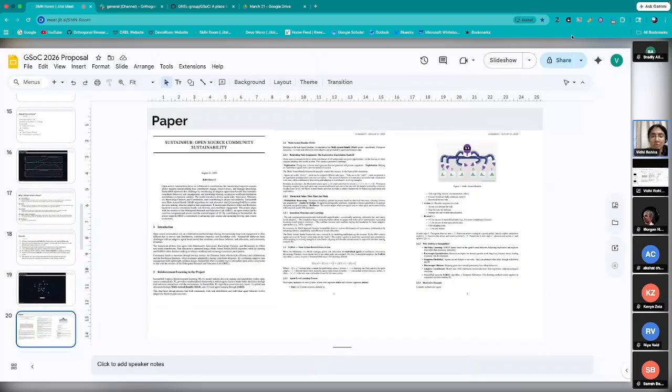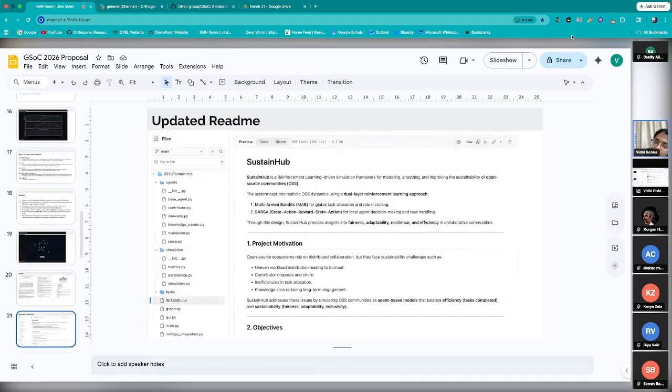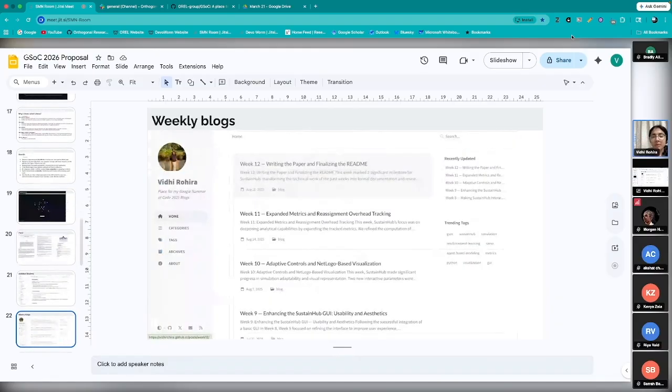So if any of you want to go through it, you can go through this paper and get a better understanding of the project with the details and the math which is used. I also updated the README to talk about how we can run the project and basically what the project was, along with a blog page. The blog page had a weekly explanation of what I did in each week. So you can go through that as well.